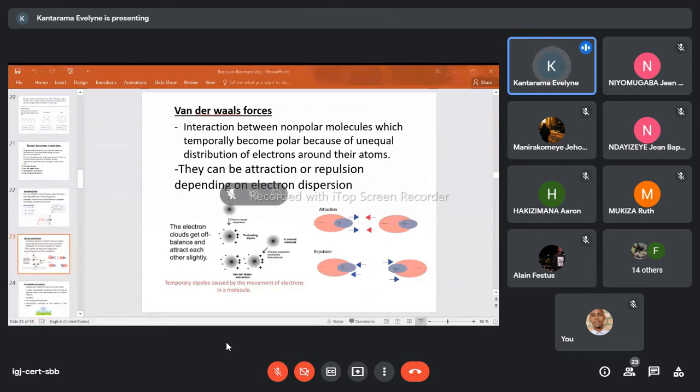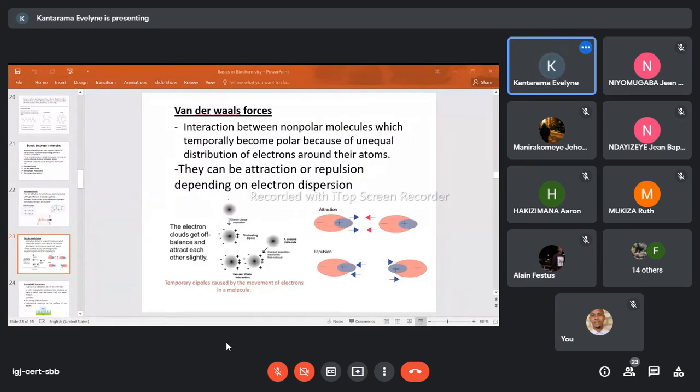I was saying van der Waals forces. In the previous slide, we have seen the interaction between polar molecules where partial charges attract. But now here we have non-polar molecules that need to interact. Now, interaction between non-polar molecules is based on the unequal distribution of electrons.